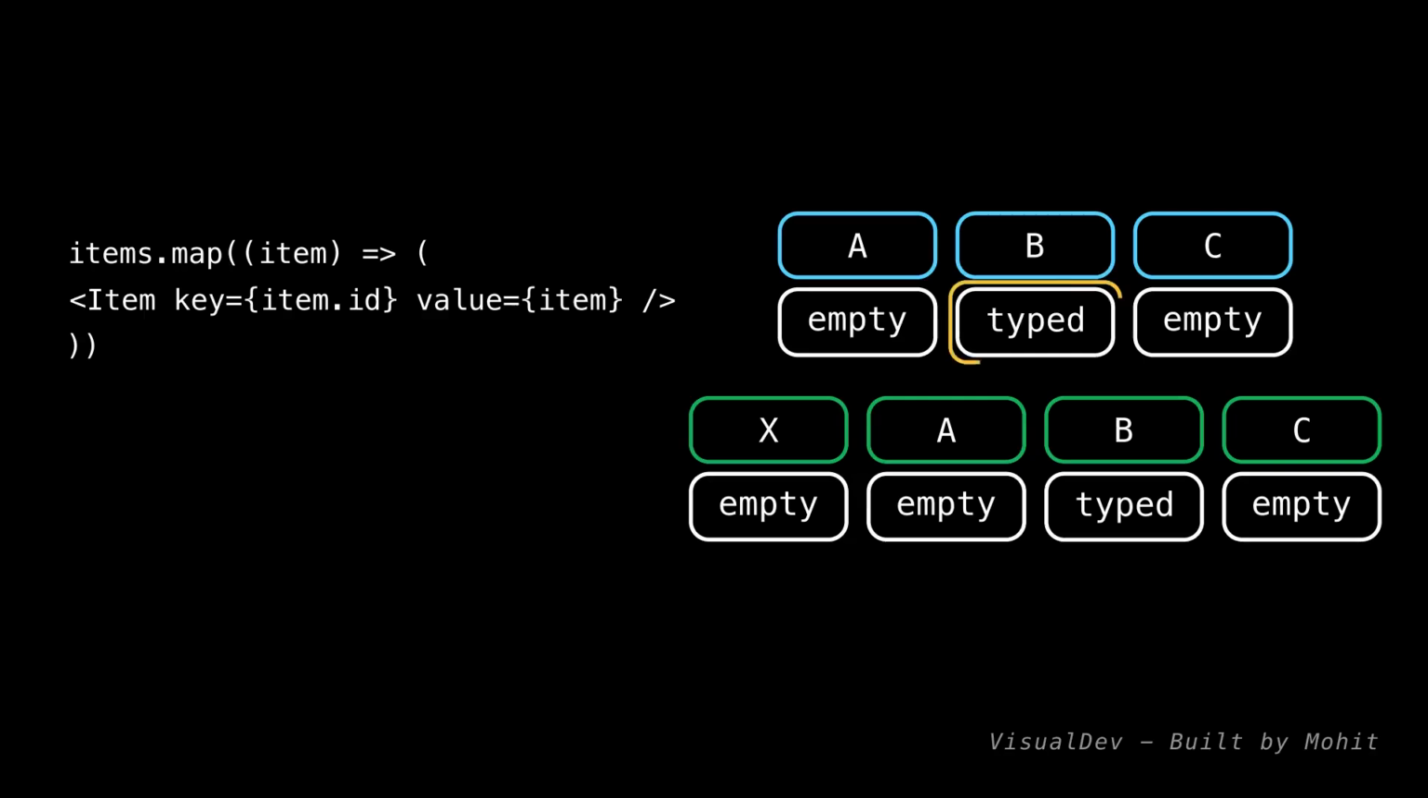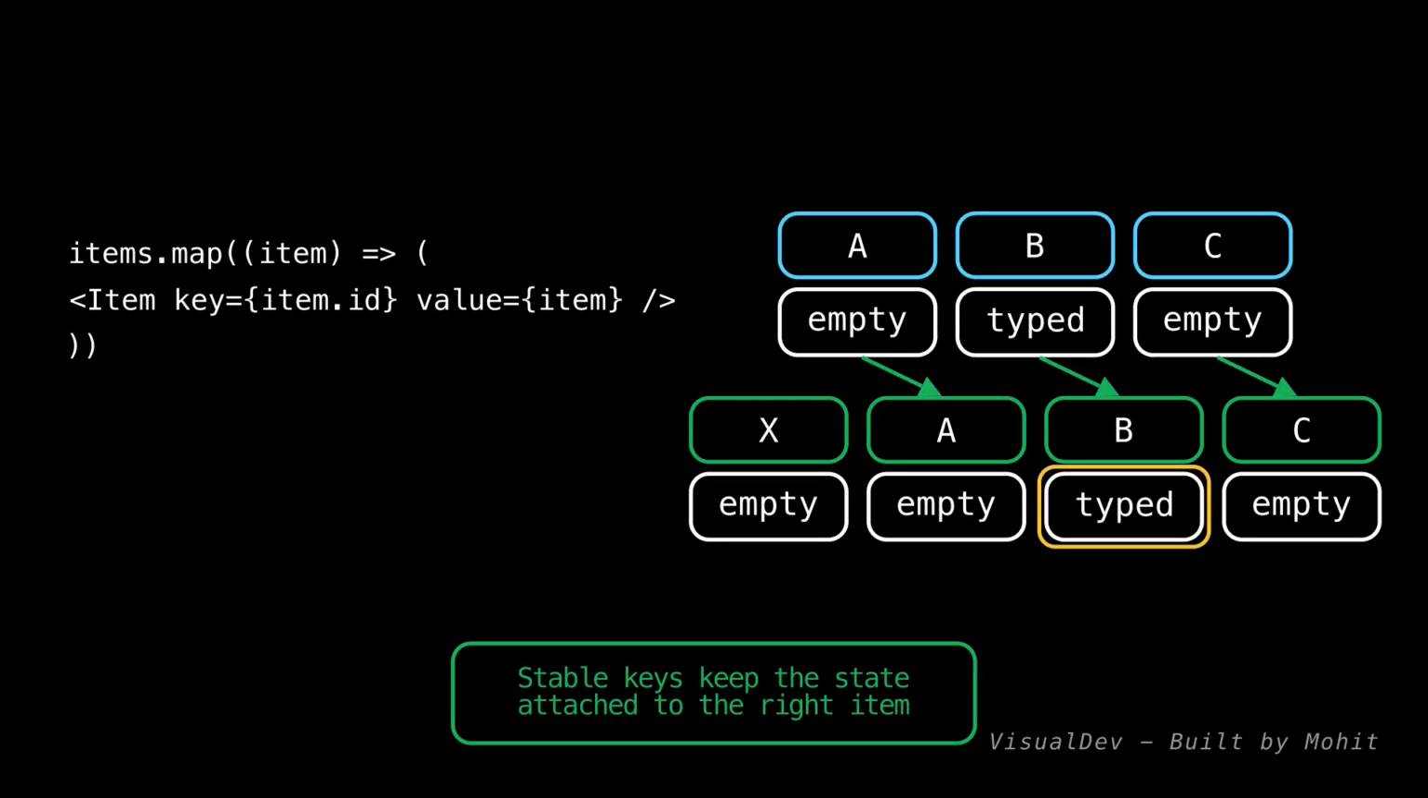The fix is to use a stable unique key, like item.id. Now React can see that A is still A, B is still B, C is still C, and only X is new. The state stays exactly where it should.